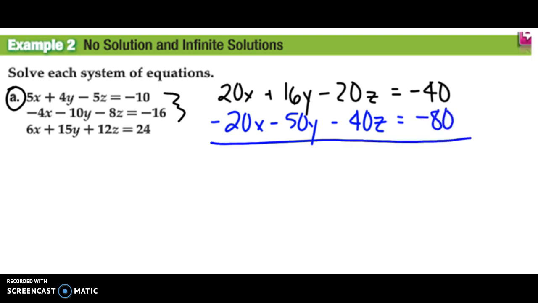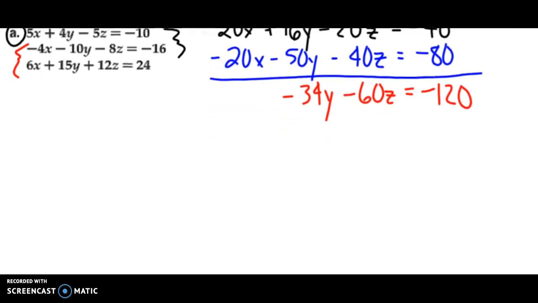And so you'll see I can just add down, and I see the x's cancel out. The y's become negative 34y minus 60z is equal to negative 120. Okay, so we got one equation that just has y's and z's in it. Alright, so let's look at the bottom equation now. And to eliminate one of those, maybe we'll do the same thing, but we'll multiply the top by 6. Or actually, we can multiply the top by 3 and the bottom by 2. That way I get 12x's. Okay, so I'll do that now.